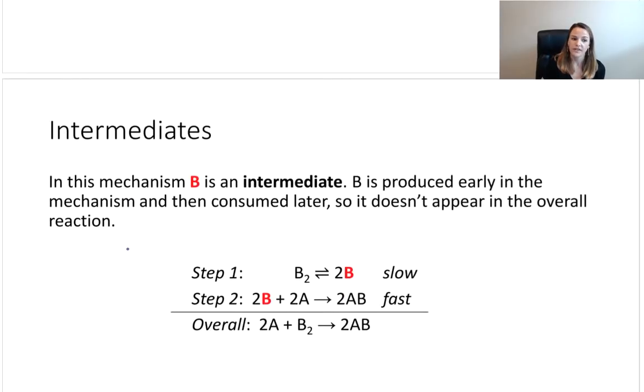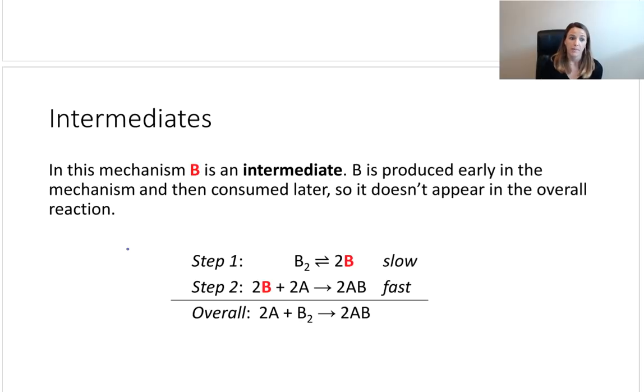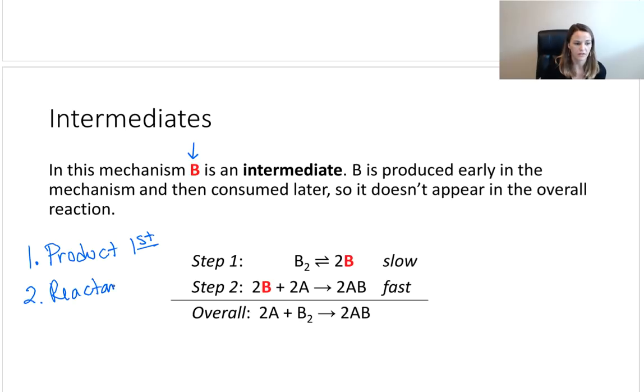So now there's a couple different things I need to point out here. In this mechanism, B is an intermediate. So molecule B, atom B, however we want to call this, B is an intermediate. So an intermediate is something that is produced first. Okay, so number 1, it's a product first, and then it goes on to be a reactant. So an intermediate is always going to be a product first, and then it's going to be a reactant second. So we can see it was formed and then immediately used up. For that reason, it's going to be canceled out when we add our elementary steps together to get our overall reaction mechanism.